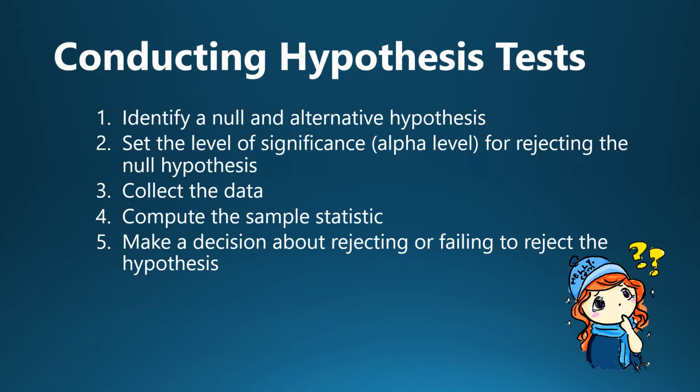Set the level of significance, the alpha level, for rejecting the null hypothesis. Collect the data. Compute the sample statistic. Make a decision about rejecting or failing to reject the hypothesis.